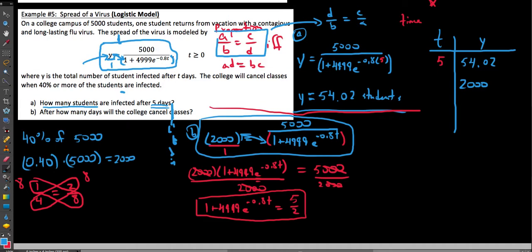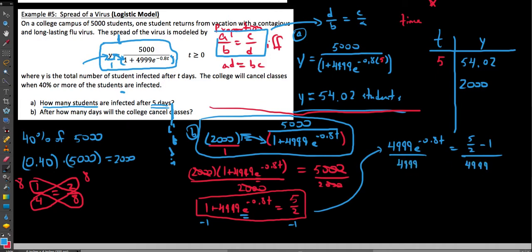So now that I have these switched around, it's going to be a big isolation game where we're trying to get e by itself. So let's go ahead and start with this. We need to subtract 1 from both sides. We're going to say that leaves us with, on the left here, 4,999 e to the negative 0.8t, and that is equal to 5 halves minus 1. Now, we need to take all of this to isolate the base e and divide by 4,999.